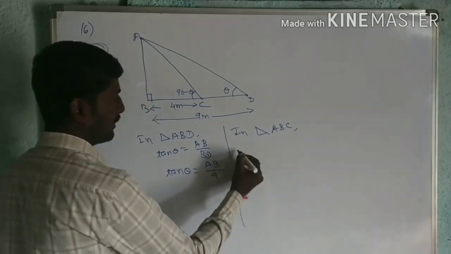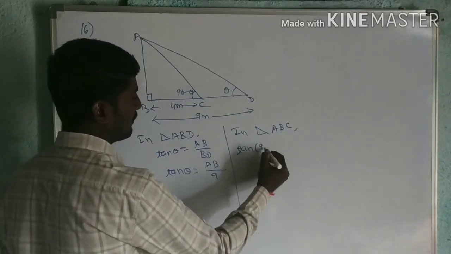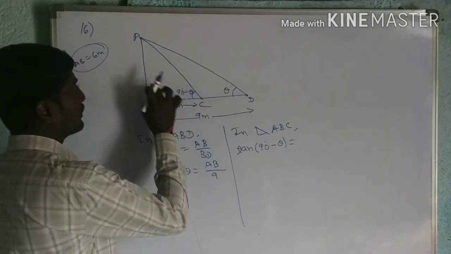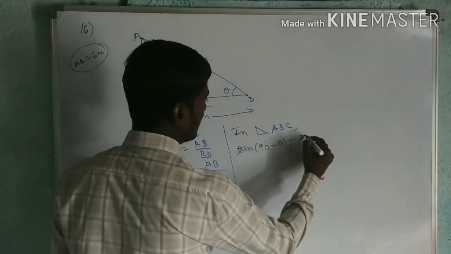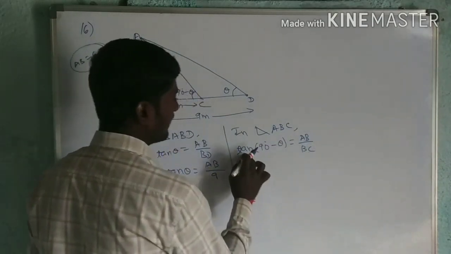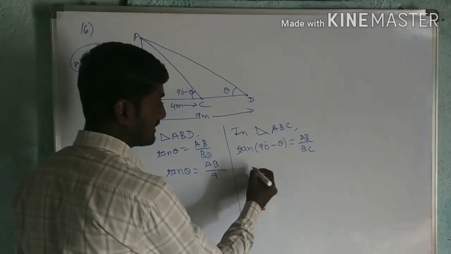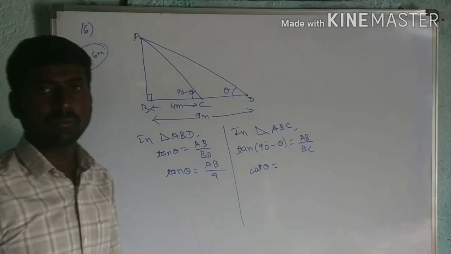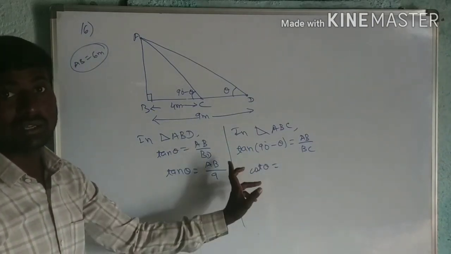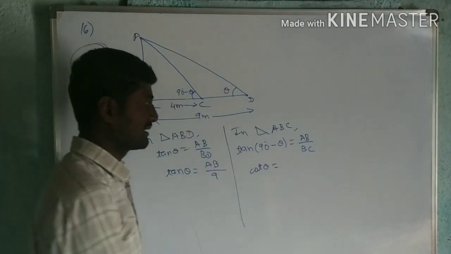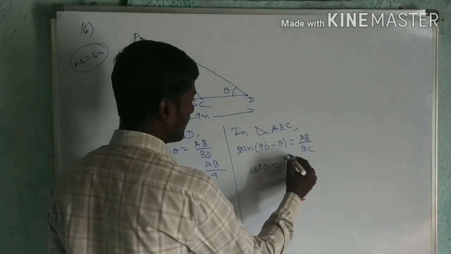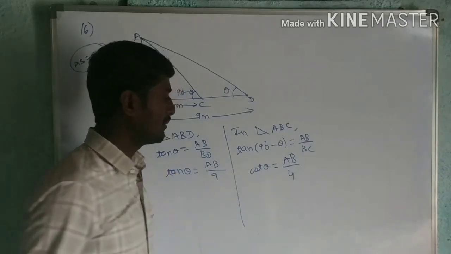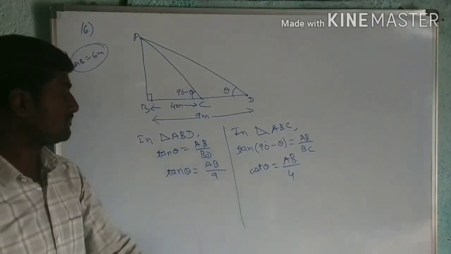ABC. Now again, tan 90 minus theta is equal to AB by BC, AB divided by BC. Tan 90 minus theta is cot theta. Okay. We know the formula. Tan 90 minus theta is cot theta. Cot 90 minus theta is tan theta. Like that. So AB divided by BC value is how much? 4 meter. That is, AB divided by BC is 4.